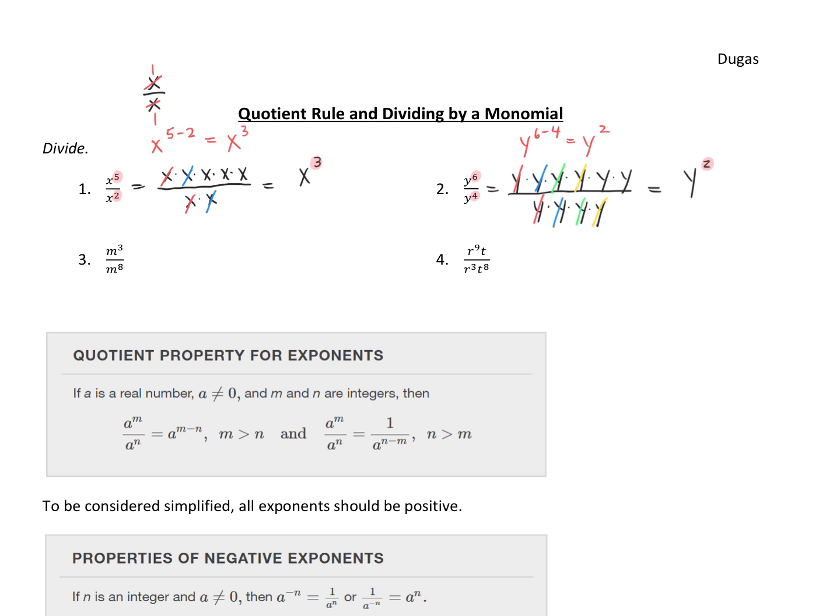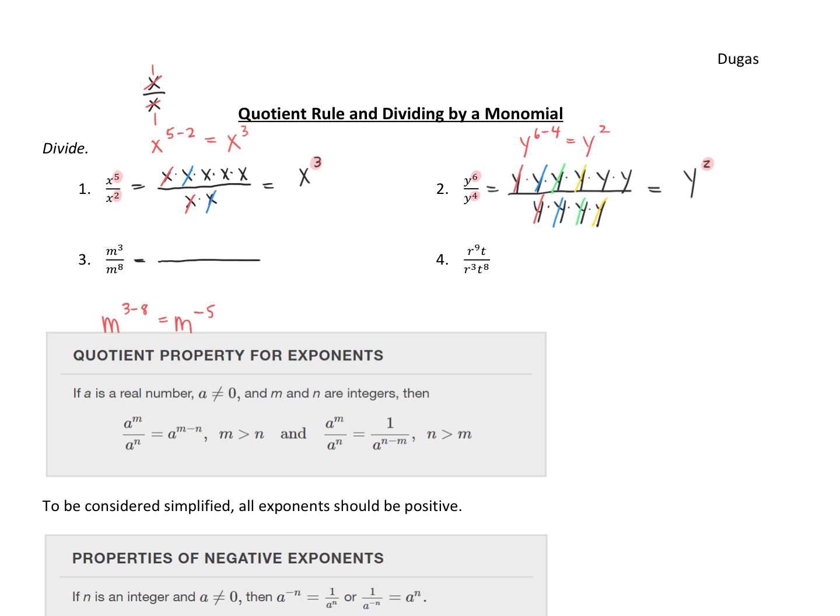So if I'm going to use that rule, I could use it for number 3. So let's see what happens if I do that. I would have m to the 3 minus 8, which is negative 5. Notice I'm always doing numerator minus denominator. Numerator minus denominator. Let's also look at this one like I did for number 1 and 2.